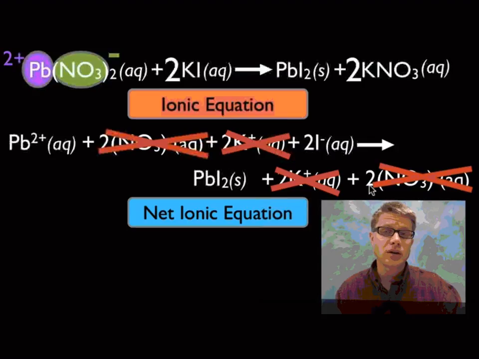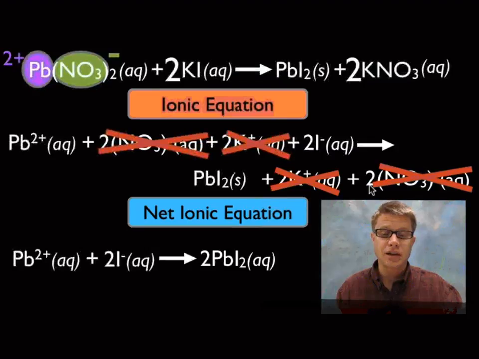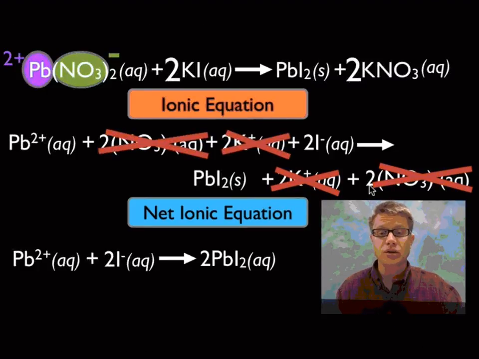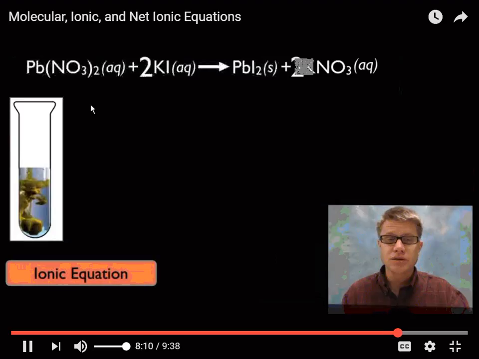And so once I've crossed out all those spectator ions, I can write it out like this, and that's going to be my net ionic equation. It's just showing what atoms are part of this chemical reaction that are actually forming these bonds. And that's a solid. This will become important when we're looking at redox reactions. So now once you've got those equations, this would be a molecular equation.